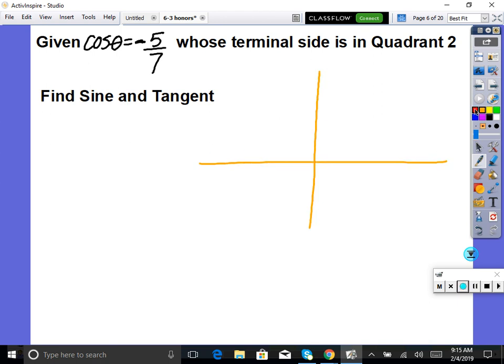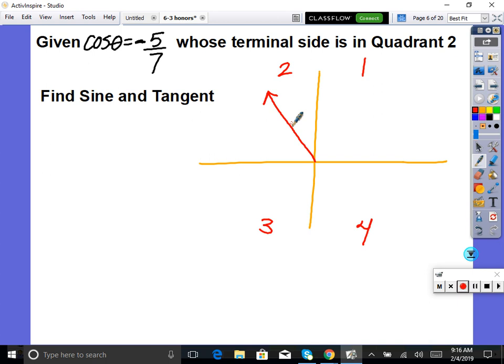So I'm drawing an XY chart. Here's quadrant 1, 2, 3, quadrant 4. Okay, it tells us the terminal side is in quadrant 2. Now how do terminal sides work? Doesn't that mean that it stops in quadrant 2? Does everybody see? I just created an angle. It stops in quadrant 2.